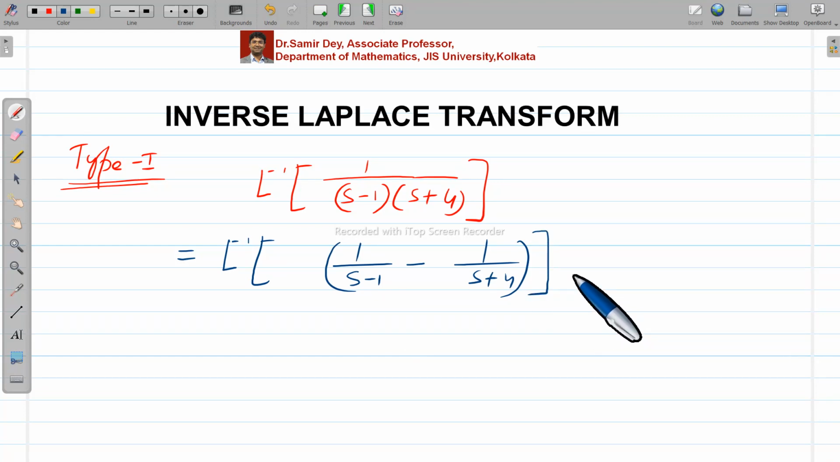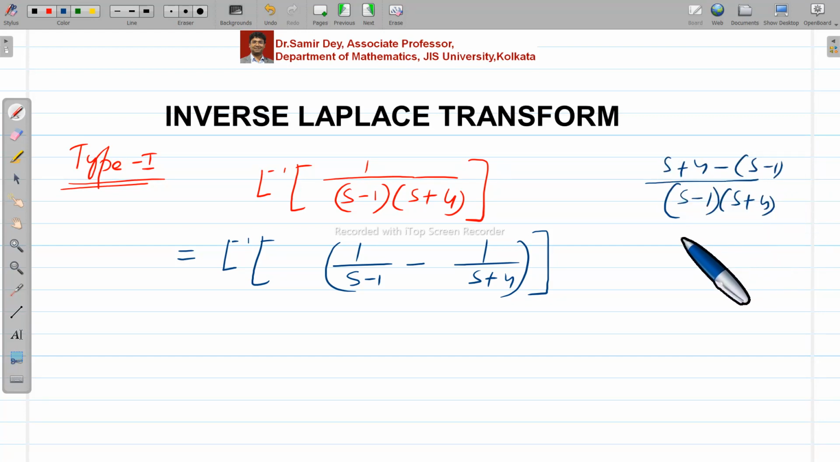Is it clear to all of you? This process is applicable for linear factors only. So 1 by s minus 1, minus 1 by s plus 4. Then what you do? You have to take the LCM. So basically it is s minus 1 and s plus 4. Now it will be s plus 4 minus s minus 1. So what is your ultimate result? It is s plus 4 minus s plus 1, over s minus 1 and s plus 4, isn't it?